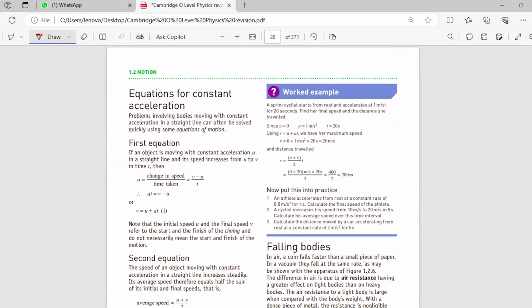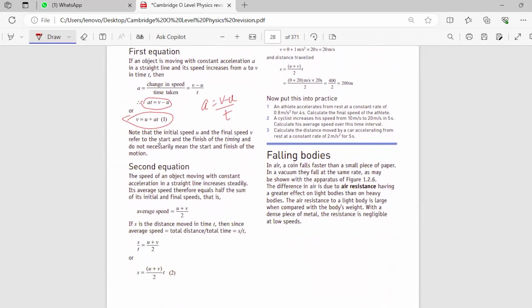This a is equal to v minus u over t. That is also called the first equation of motion. The different formats for that equation are at is equal to v minus u, or v is equal to u plus at. Also, we have the equation that average speed is equal to v plus u over 2.